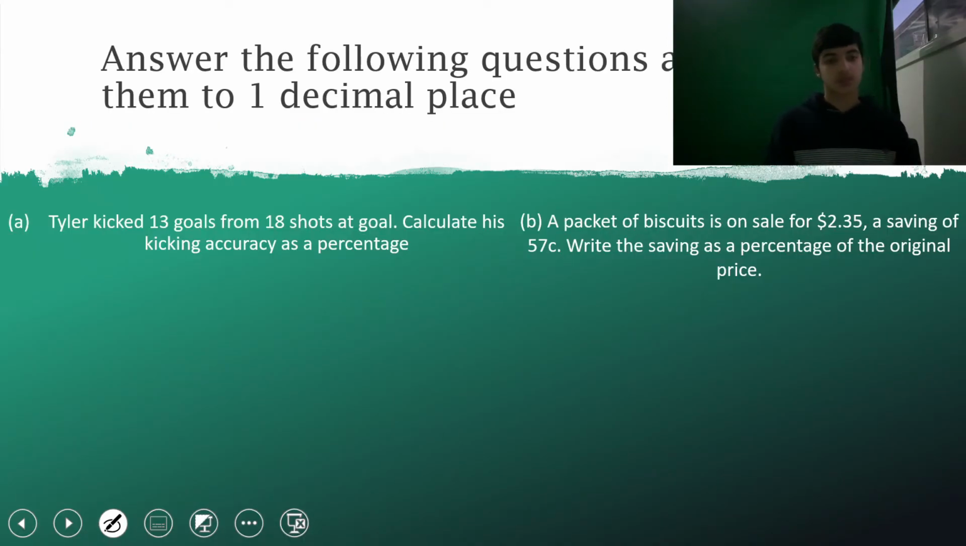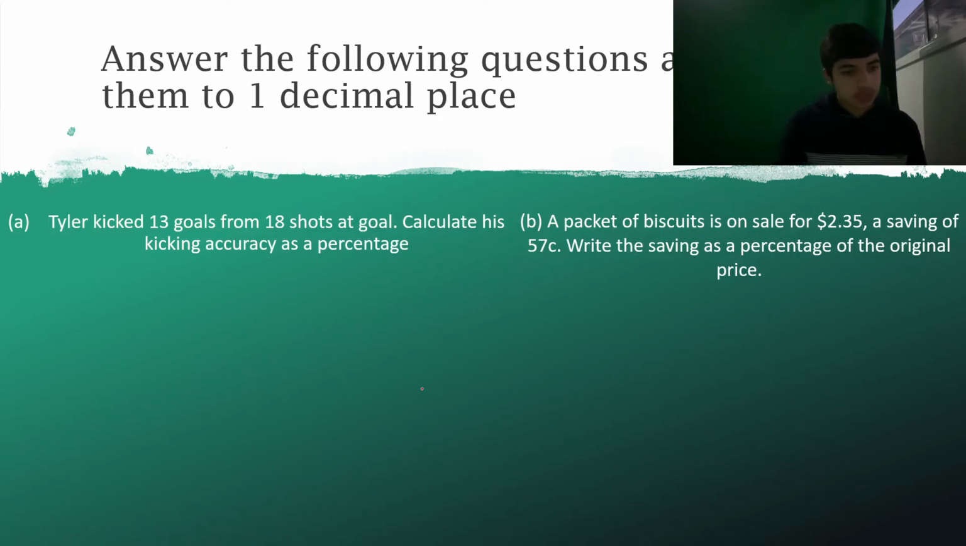Now, these are the final worked examples. What I'll be showing you here, and then we're going to go to the actual questions for this type of chapter. Okay, first one is Tyler kicked 13 goals from 18 shots at goal. Yeah, that's pretty good. Calculate his kicking accuracy as a percentage. Okay, but as you can see here, answer the following questions and round them to one decimal place.